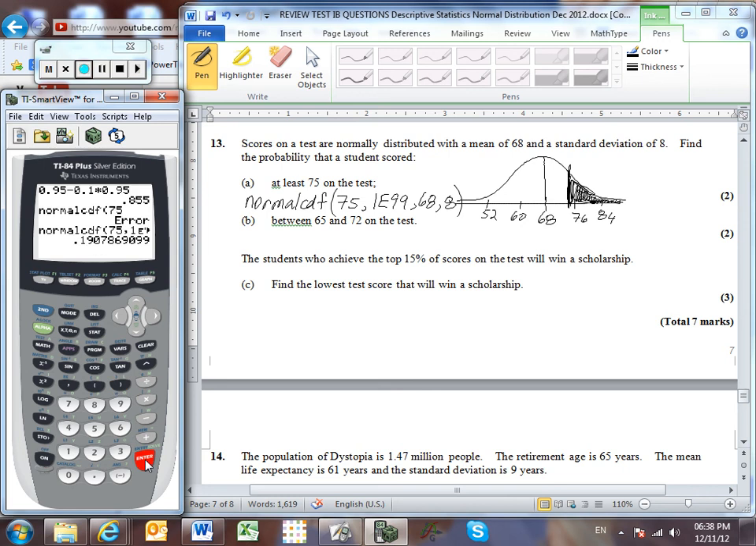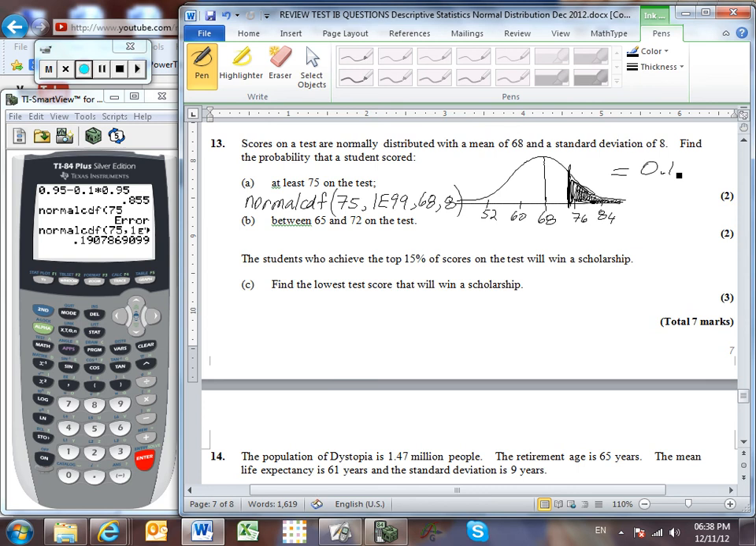Tells us that the probability is, if I round to 3 significant figures, 0.191. And if you wanted to express it as a percent, then sure, you can move the decimal over 2 places, 19.1%.